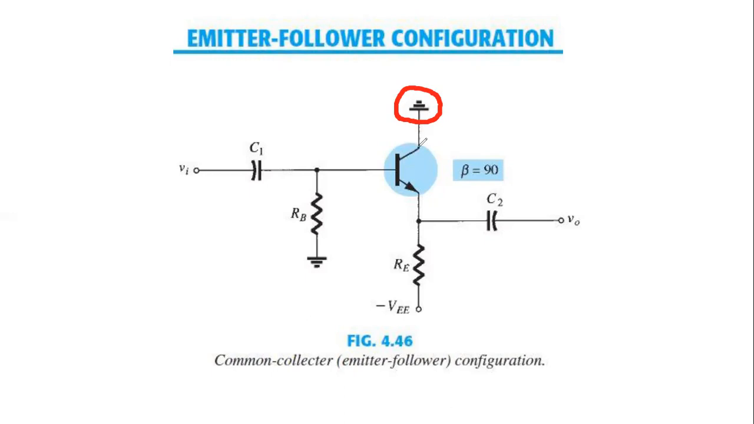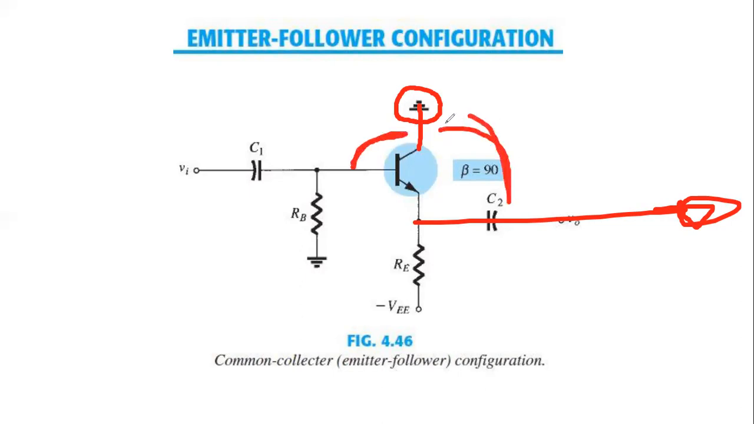You see that this is the collector. The arrow side is the emitter, the middle one is the base. The collector is connected with the ground, so the collector will be grounded, and the output will be taken from the emitter. This is the output point. The input is from base to collector, and the output is emitter to collector. So the collector is common. That's why it is known as common collector configuration or emitter follower configuration.